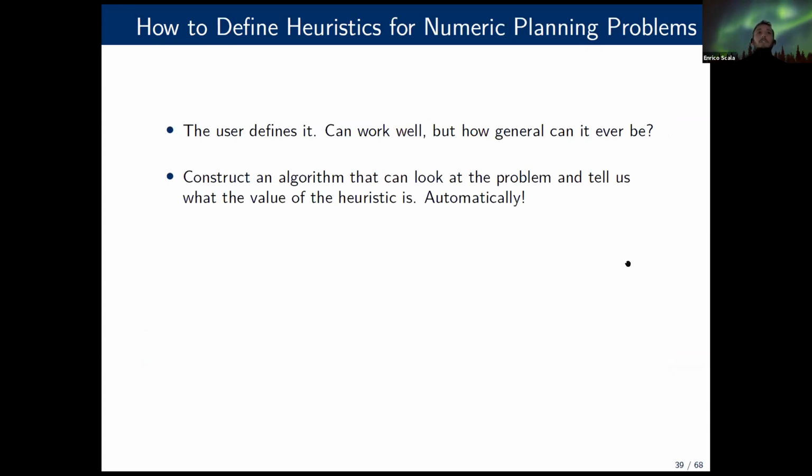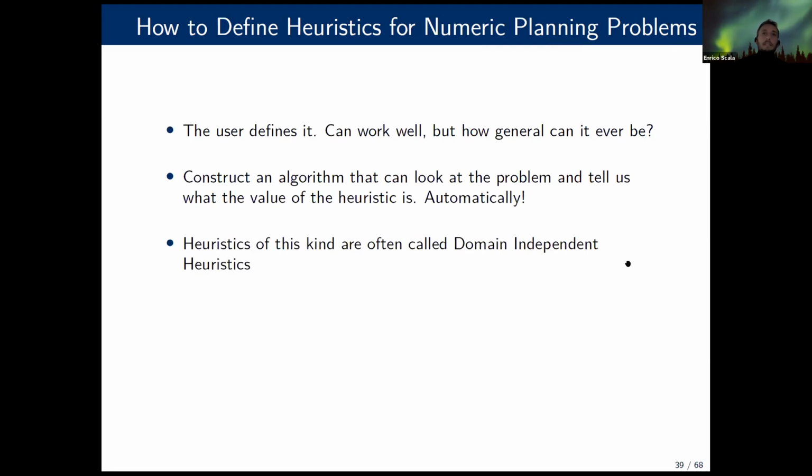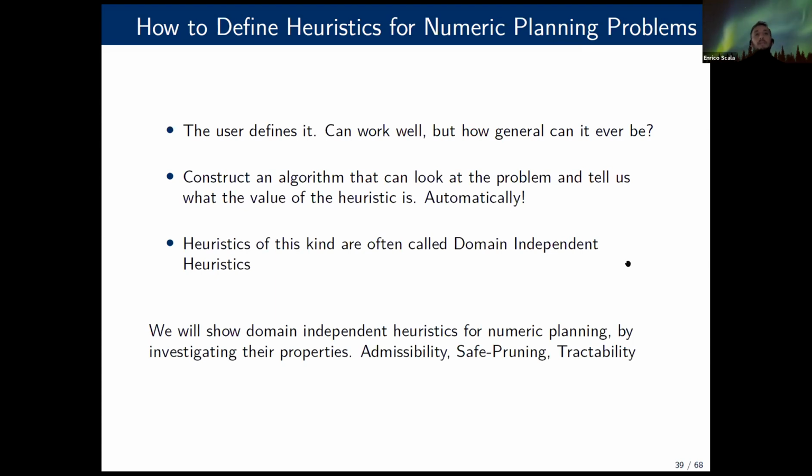Or we can construct an algorithm that can look at the problem and tell us what the value of the heuristic actually is, and we can do this automatically. Heuristics of this kind are often called domain-independent heuristics, and we're going to see how we can build domain-independent heuristics for numeric planning by investigating their properties of admissibility, self-pruning, and tractability.